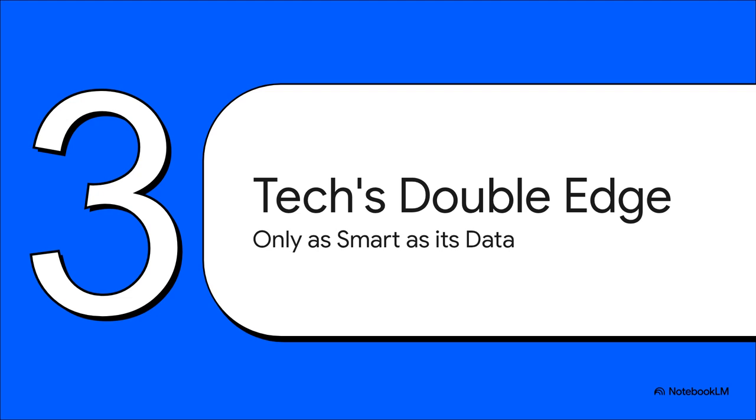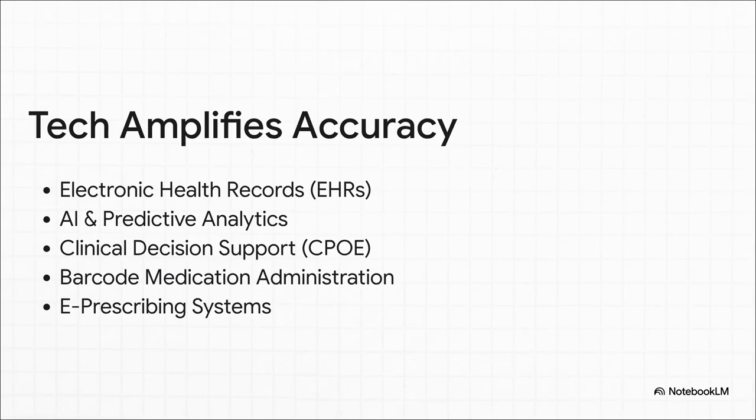Now, of course, technology is a massive part of the solution here, but we have to be honest, it's a double-edged sword. We have all these brilliant, powerful tools at our fingertips, but they are 100% dependent on the quality of the information we give them. Think about all these amazing systems: EHRs, AI that predicts outcomes, clinical decision support through what's called CPOE, or computerized physician order entry. They're all designed to make things safer. But here's the catch. They don't create accuracy. They amplify it. And if the data you feed them is wrong, they will amplify that error with terrifying speed and efficiency.